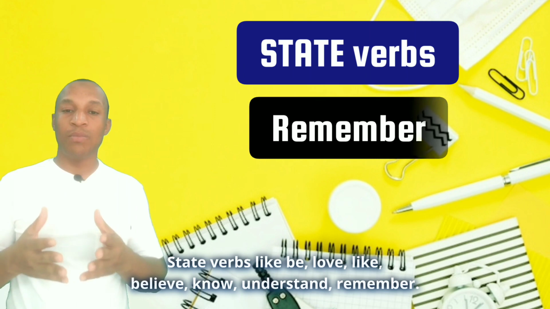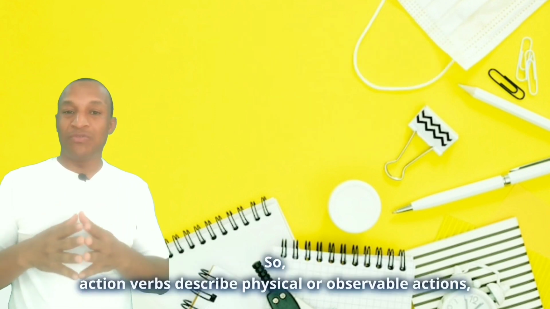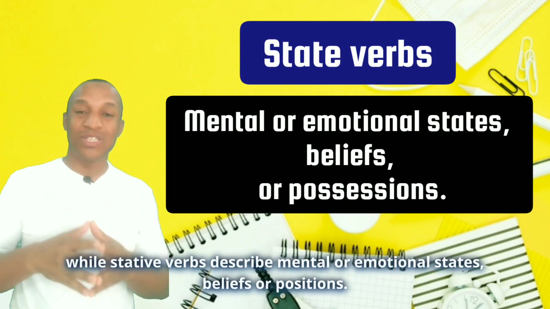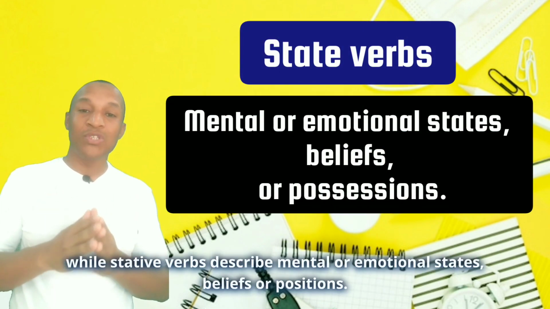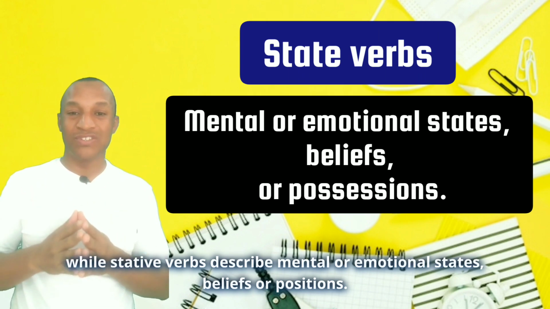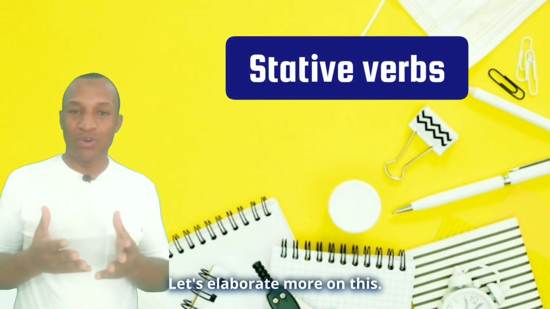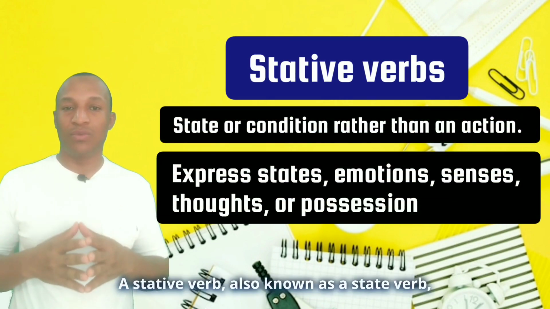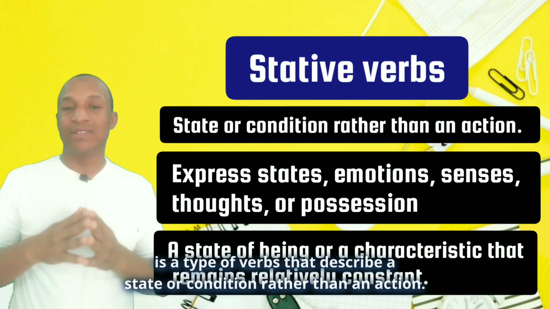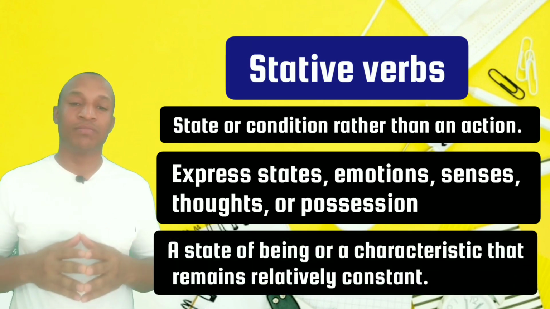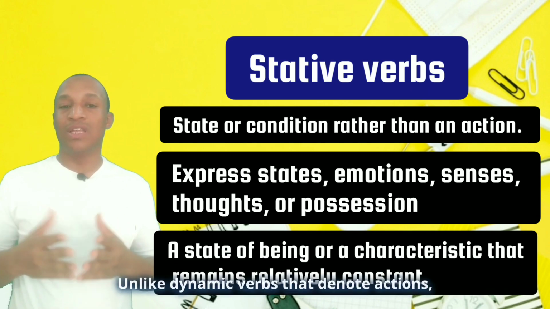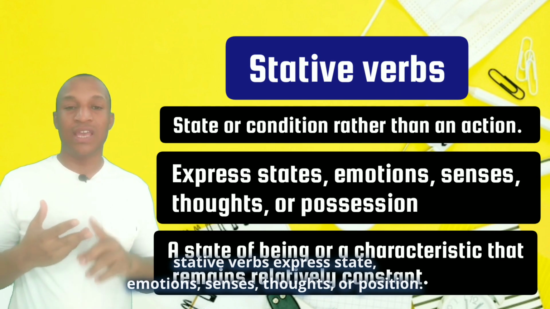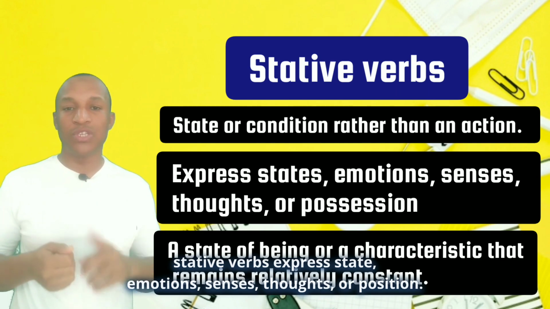understand, remember. So, action verbs describe physical or observable actions, while stative verbs describe mental or emotional states, beliefs, or positions. Let's elaborate more on this. A stative verb, also known as a state verb, is a type of verb that describes a state or condition rather than an action. Unlike dynamic verbs that denote actions, stative verbs express states, emotions, senses, thoughts, or position.